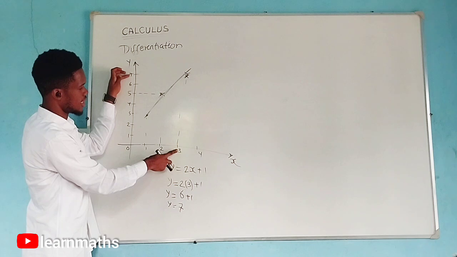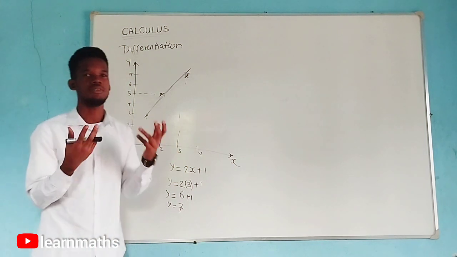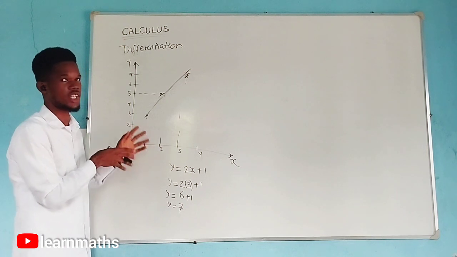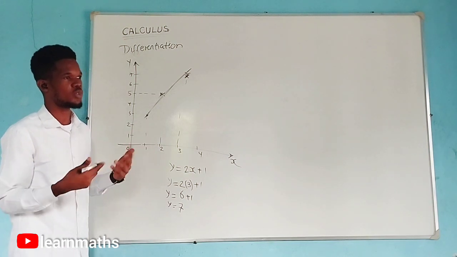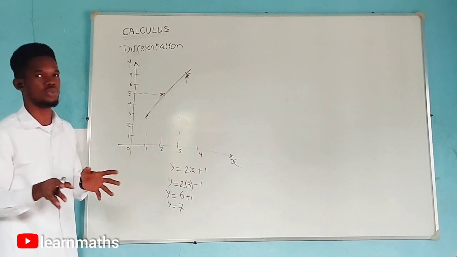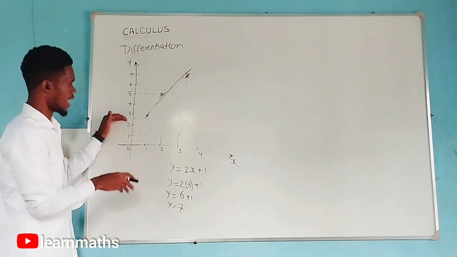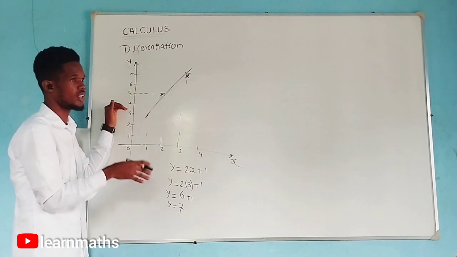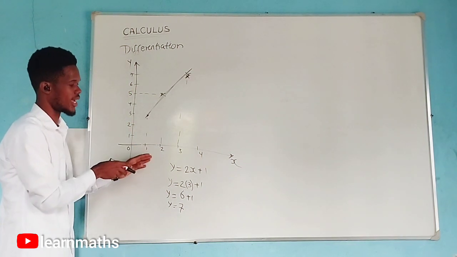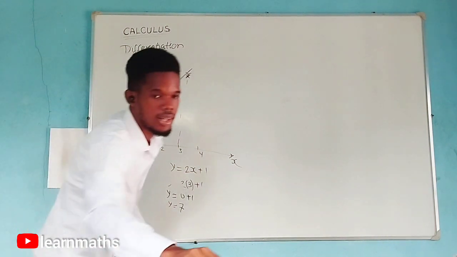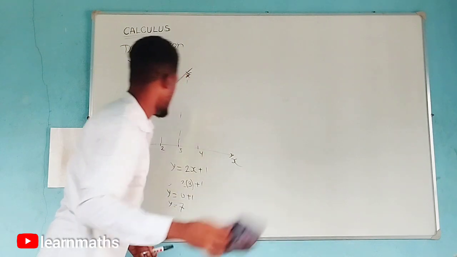You understand? So if you are being asked, what's the rate of change in y with respect to x? That is, how is y changing with respect to x? The answer to that question is 2. Y is increasing by 2 when x is increasing by 1. So the rate of change in y with respect to x is 2.